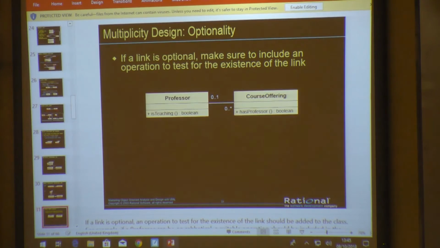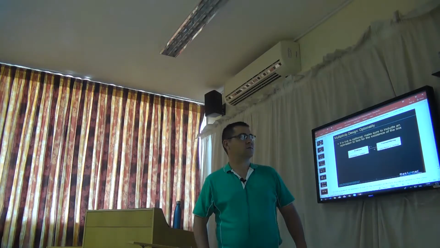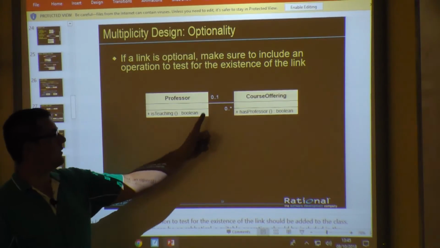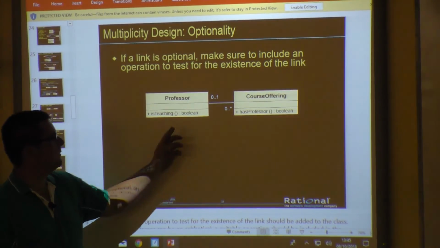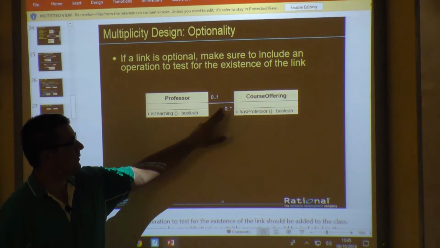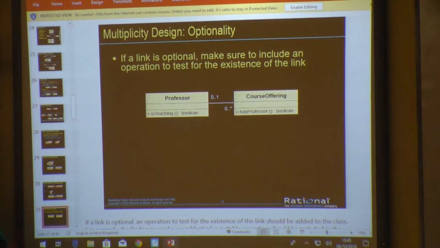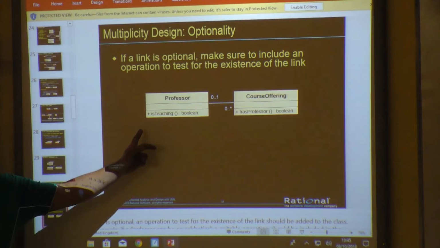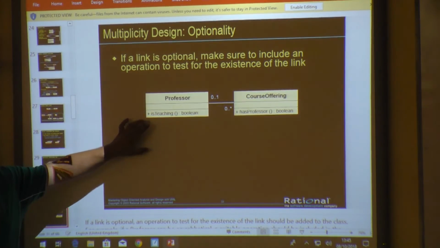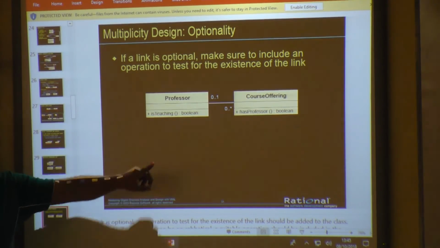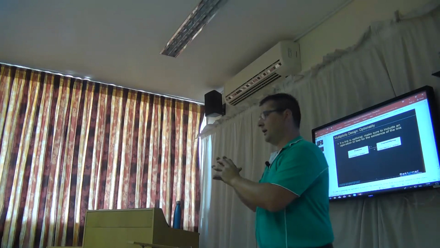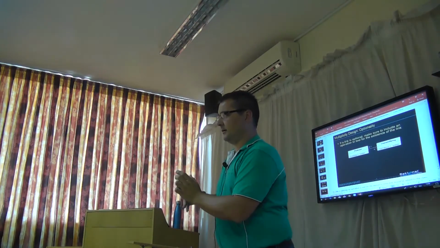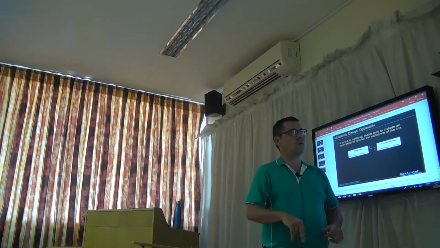If a link is optional, make sure to include an operation to test for the existence of the link. So what we're seeing is that we have the 0 to 1 and 0 to many. The professor can teach 0 to many course offerings. So what they are saying to us is that we need to include an operation isTeaching. So is this professor teaching a course offering? Which can then be used to test, is he involved in some course offering?